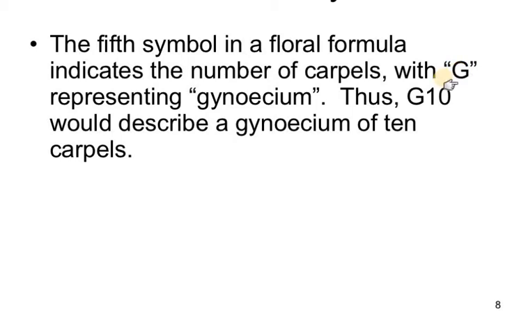So gynoecium is represented by G and the number of carpels by their number, and if that number is in a bracket, that represents fused condition. If the number is not in a bracket, they are free. And hypogynous, perigynous and epigynous are represented by putting a dash below, in the middle, or above the G.